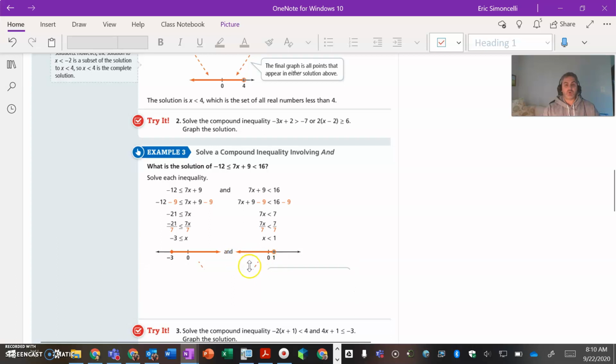Good thing about this question is that you can put the final graph together in such a way where it looks very much like our original example up above where we saw our first and statement. Here's a closed circle at -3, graph to the right.